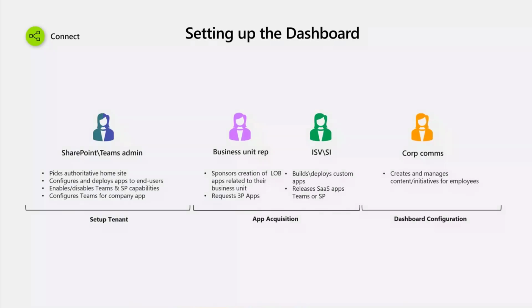The process of creating a dashboard can be split across multiple people within the organization. On the left side, you have the configuration part of the story, where the SharePoint and Teams admins work together to pick a home site where the dashboard will live, and configure the Viva Connections application within Teams, where you can set the corporate logo, the branding, and target the application in Teams to be available to a subset of users or all of your users.